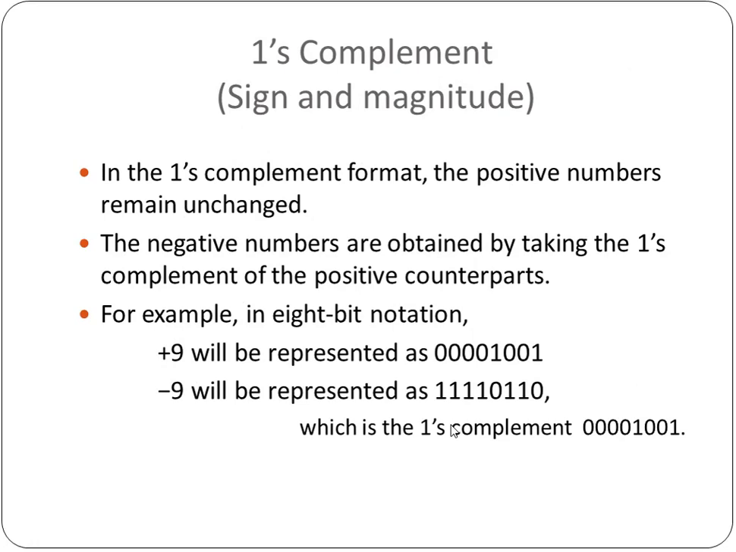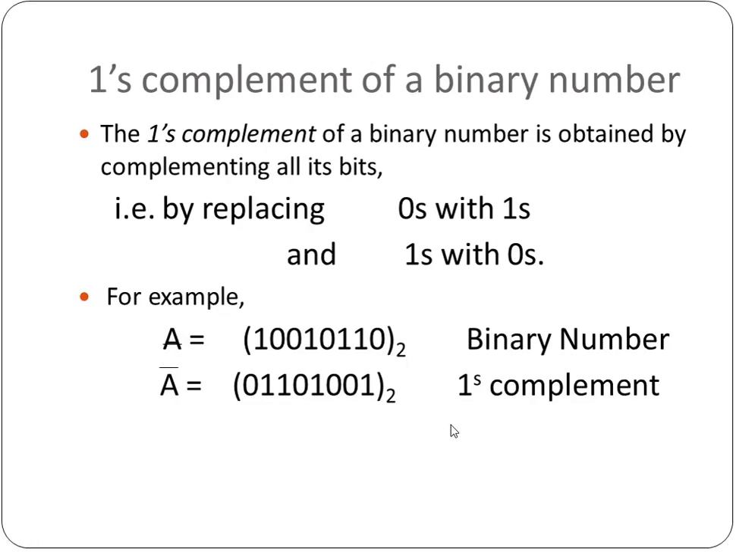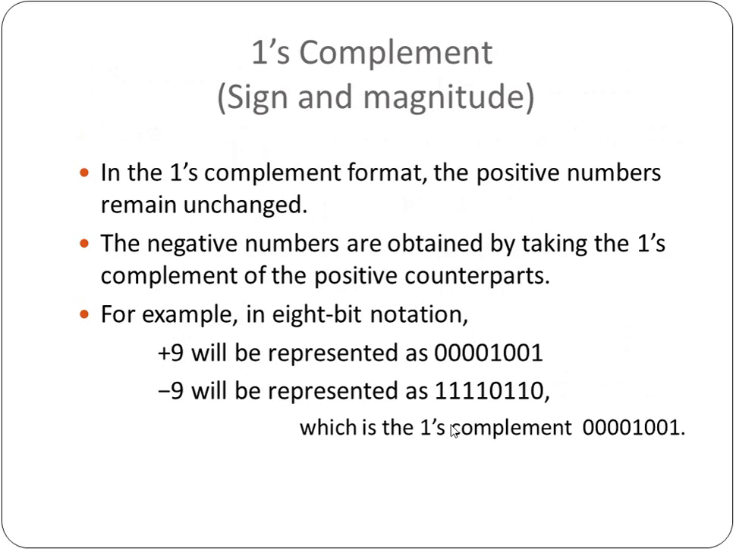Here also we can express with sign and magnitude format. In the 1's complement format, the positive numbers remain unchanged. Here an example is shown. In 8-bit notation, 00001001 is a positive number, because the MSB is 0.